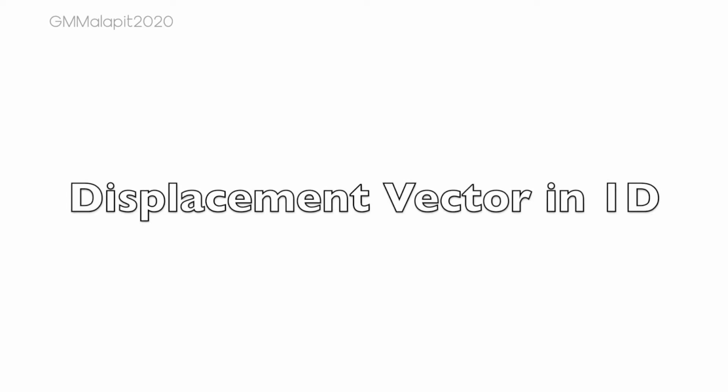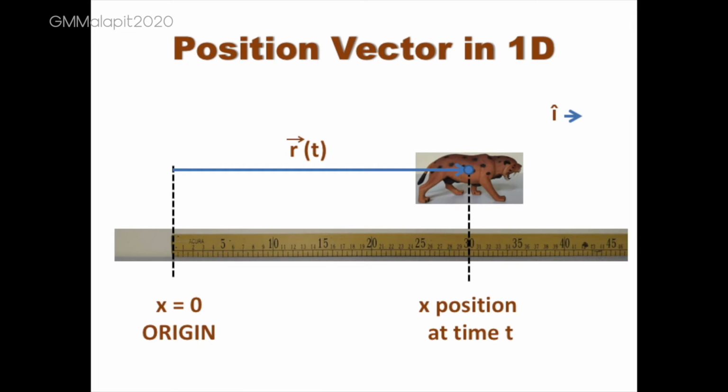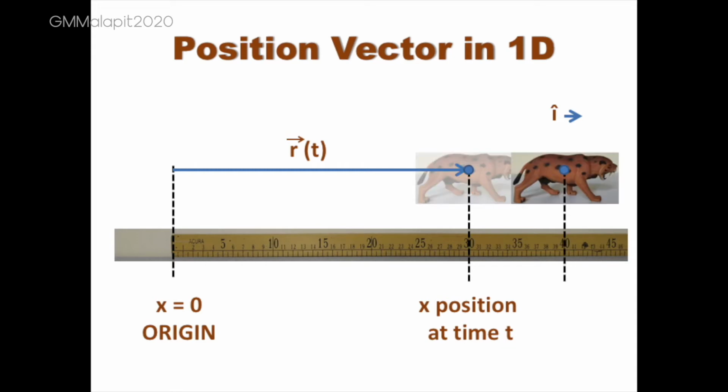Displacement vector in one dimension. Recall our Smilodon walking in the jungle, which was at a specific position x at a certain time t. After a later time, the Smilodon moved a little further to the right from the origin.